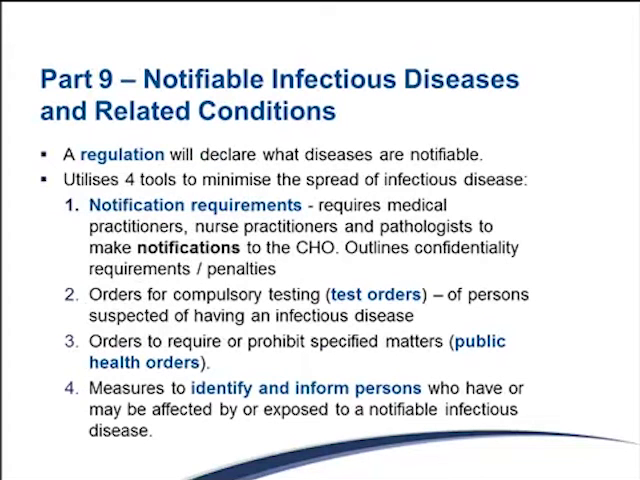A regulation will declare what diseases are notifiable. Utilises 4 tools to minimise the spread of infectious disease. Notification requirements requires medical practitioners, nurse practitioners and pathologists to make notifications to the Chief Health Officer. Outlines confidentiality requirements or penalties.